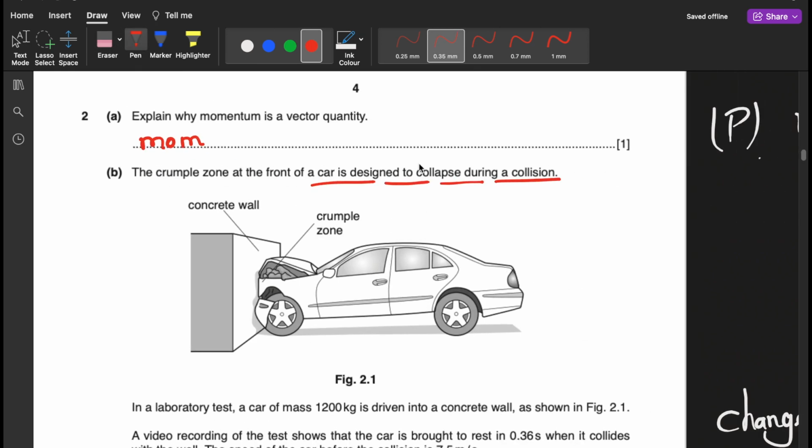So the point here is that the car is on the ground only, so the gravitational potential energy is zero. It is on the ground before the collision and also after the collision, so there is no change in the gravitational potential energy. Have you got that point?